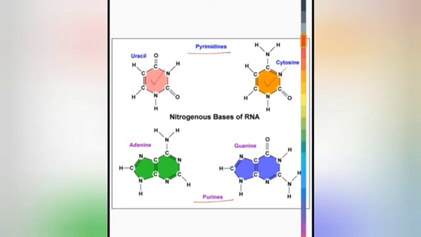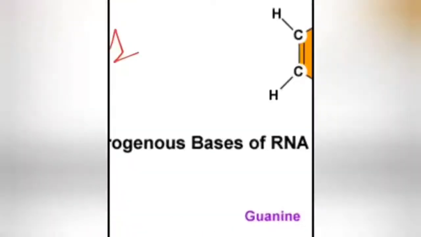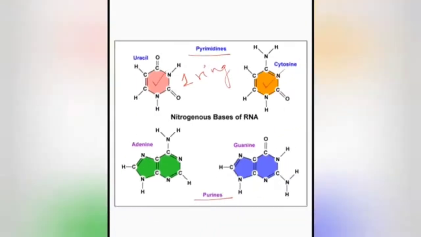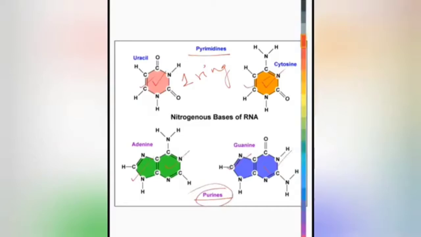Pyrimidines are those nitrogenous bases with one ring. Okay, one ring. As you can see here, there is one ring, and here also there is one ring. But in case of purine, what you can see here, there is two ring, and in guanine also two ring. Okay, so pyrimidines and purines are differentiated based on the number of rings they have. And what are the pyrimidines? The pyrimidines are cytosine. Wait, let me clear up. The pyrimidines are cytosine.